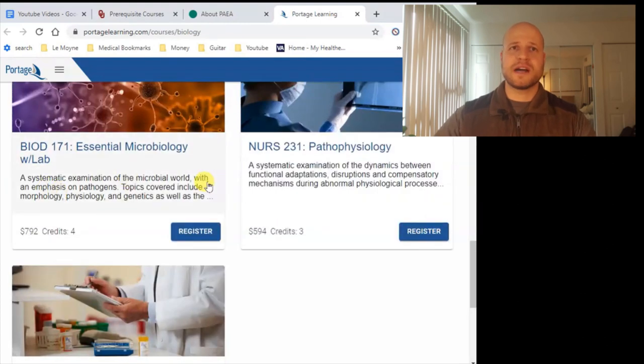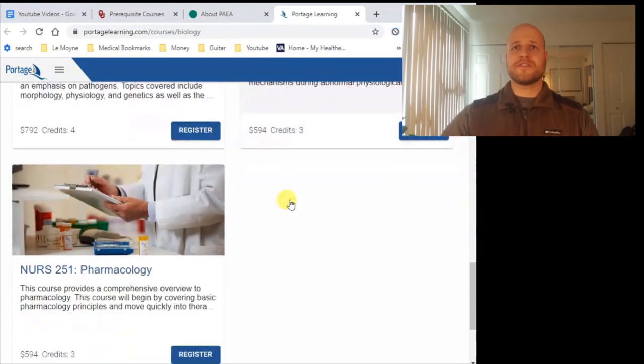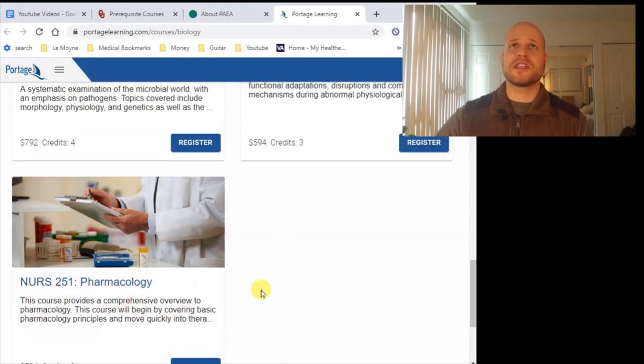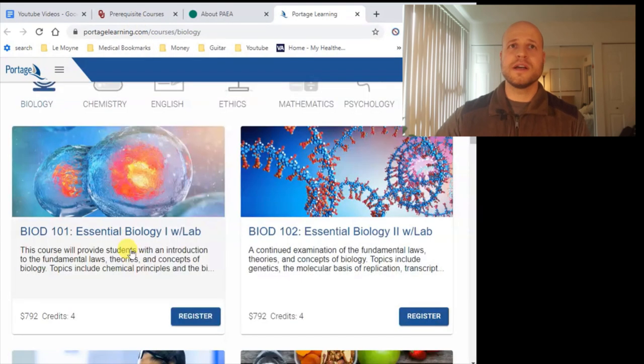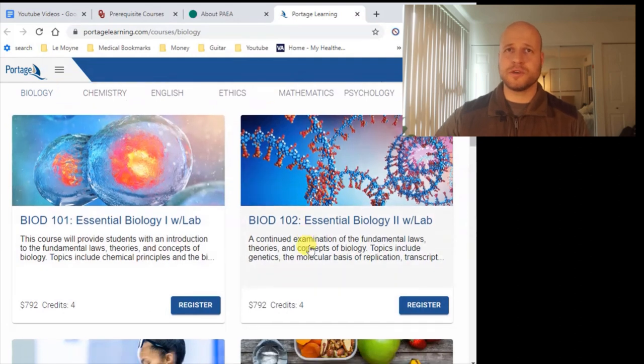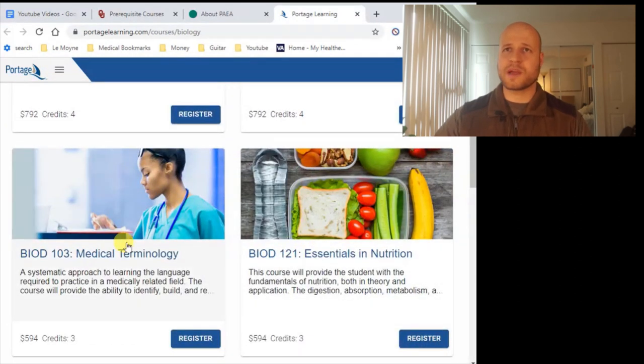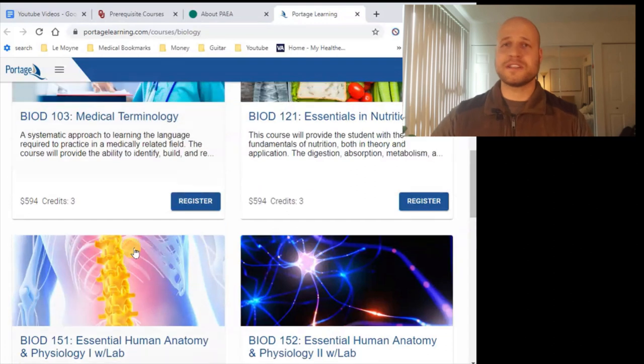Microbiology, Pathophysiology, Pharmacology. If all these look familiar, it's because we just saw them on the PAEA website. I think almost every program requires ANP 1 and 2, so here they are. I think almost every program requires Biology 1 and or Biology 2. Here they are. A lot of programs require Medical Terminology. We're not done yet.